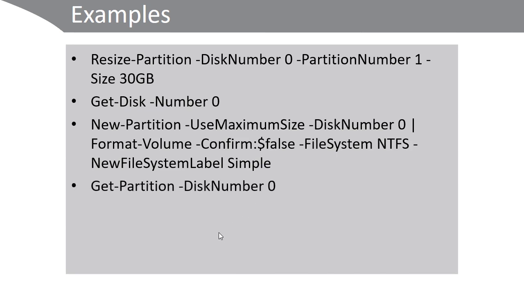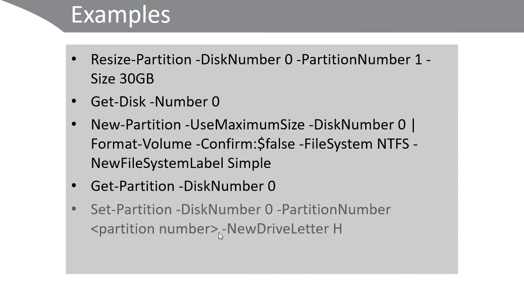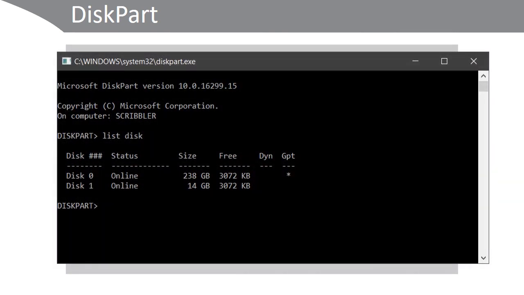This command retrieves information about a partition on disk 0. This command then creates information on that partition. Set-Partition, disk 0, partition number, whatever that number is, and a new drive letter. So we're using the Set-Partition command here to specify a new drive letter for that particular partition. Although Windows PowerShell is the preferred method for managing disks and volumes and partitions from the command line, you can also use the DiskPart tool from an elevated command prompt.